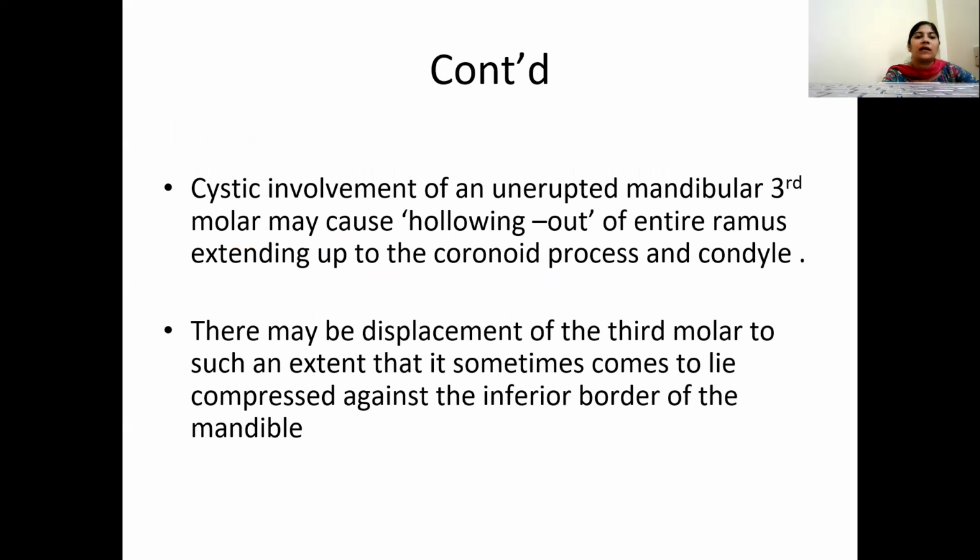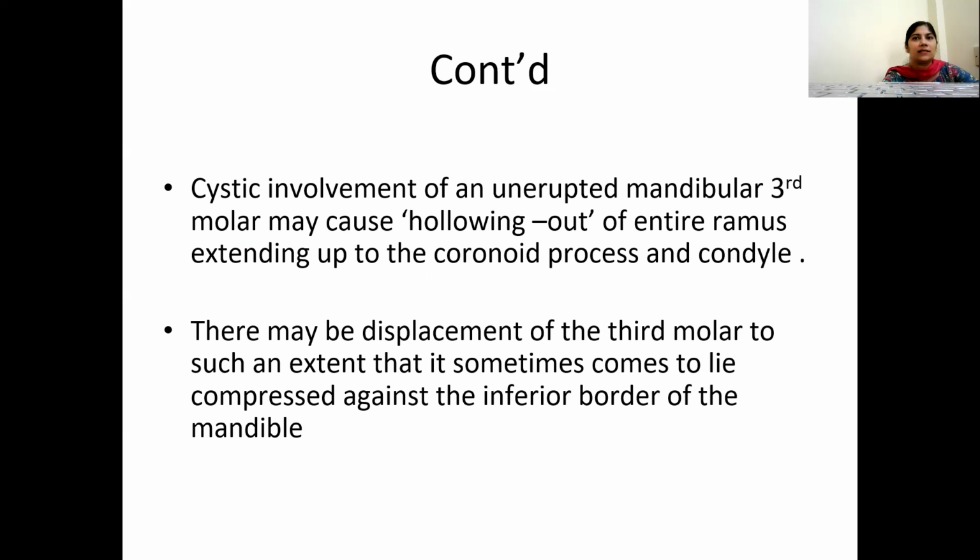Cystic involvement of an unerupted mandibular third molar may cause hollowing out of the entire ramus, extending up to the coronoid process and condyle. There may be displacement of the third molar to such an extent that it sometimes comes to lie compressed against the inferior border of the mandible.